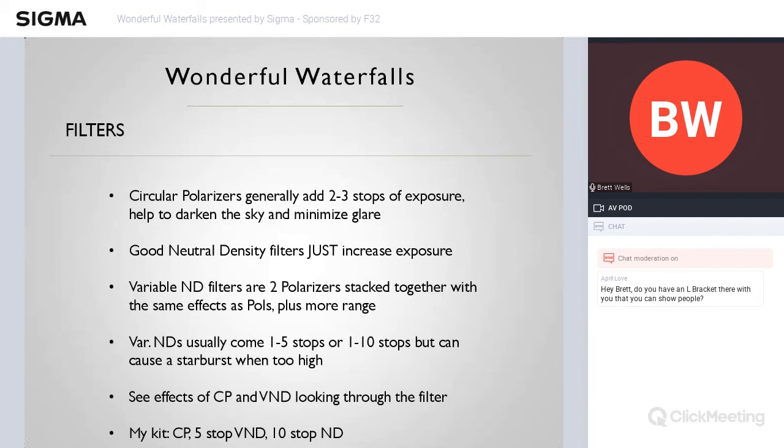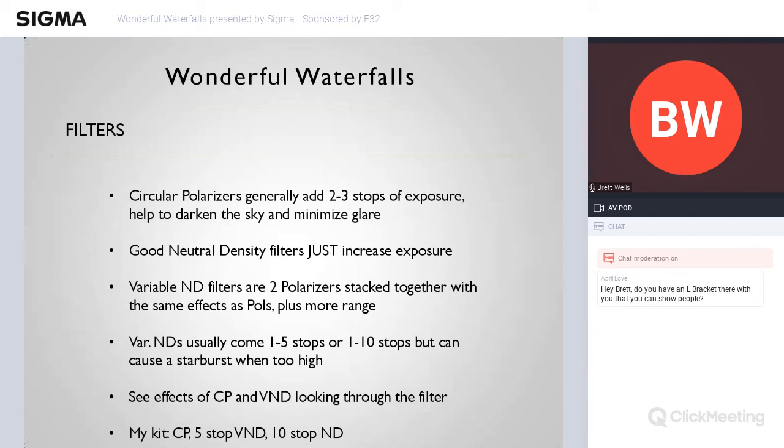Okay, so with filters, the first is a circular polarizer. There are two types of polarizers. 99% of what are sold today are circular polarizers, and the reason for that is they are compatible with autofocus and auto exposure systems in cameras. The older linear polarizers can cause complications. So if you're looking for a polarizer, just make sure it's a circular polarizer. Sometimes they say C-pol or circ-pol, something like that, but you'll know that that's what it is.